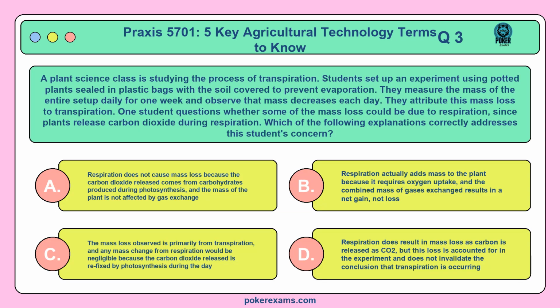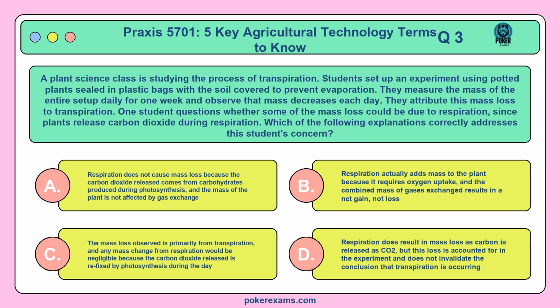Question 3. A plant science class is studying the process of transpiration. Students set up an experiment using potted plants sealed in plastic bags with the soil covered to prevent evaporation. They measure the mass of the entire setup daily for 1 week and observe that mass decreases each day. They attribute this mass loss to transpiration. One student questions whether some of the mass loss could be due to respiration, since plants release carbon dioxide during respiration. Which of the following explanations correctly addresses this student's concern?